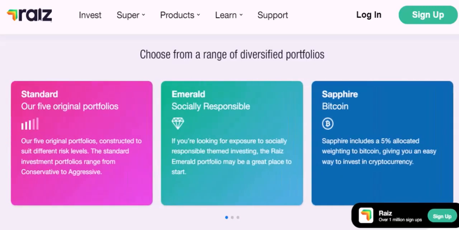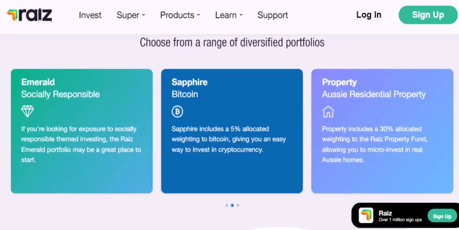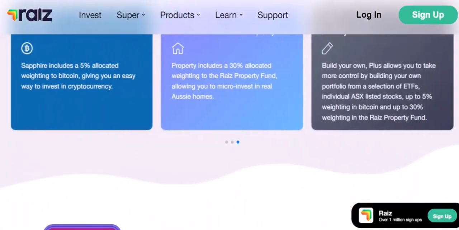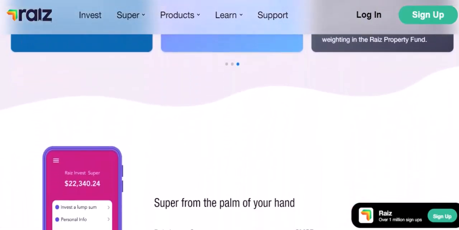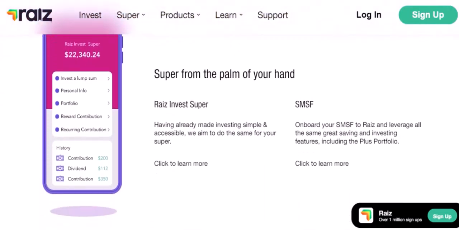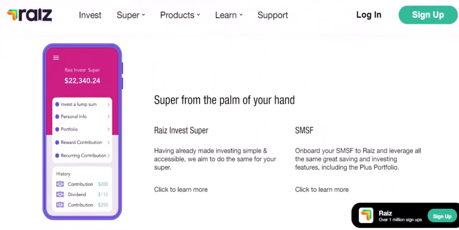Choosing the right funding account is also something to consider. While Raiz typically accepts most major bank accounts and debit cards, it's worth ensuring that the account you link is one that you regularly use for everyday transactions, especially if you intend to take full advantage of the roundup feature.